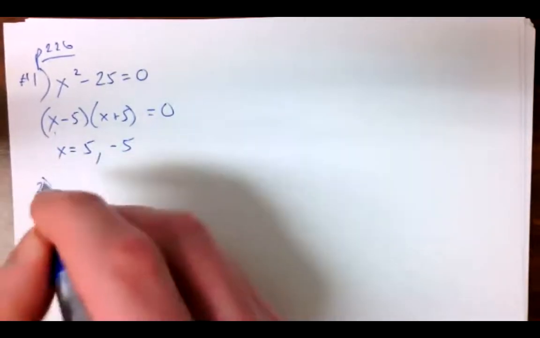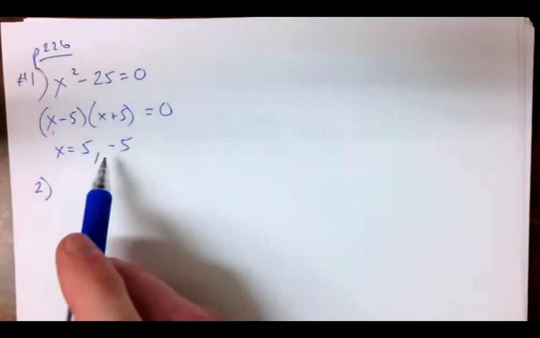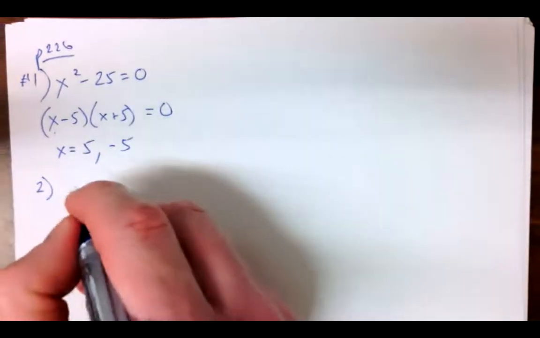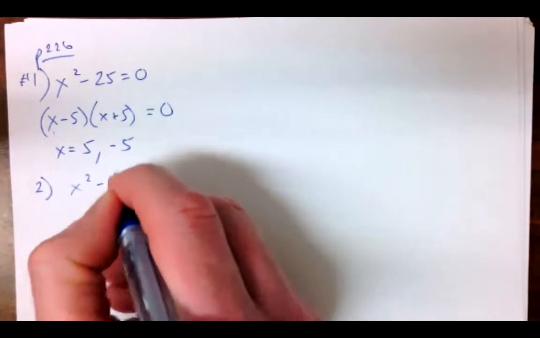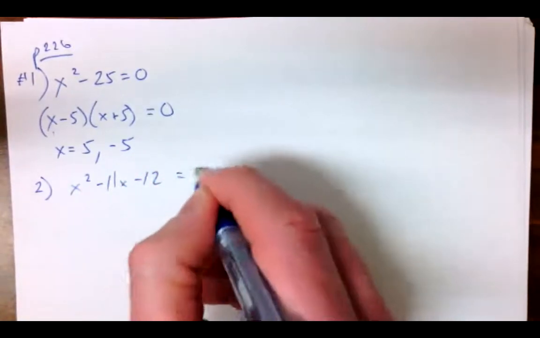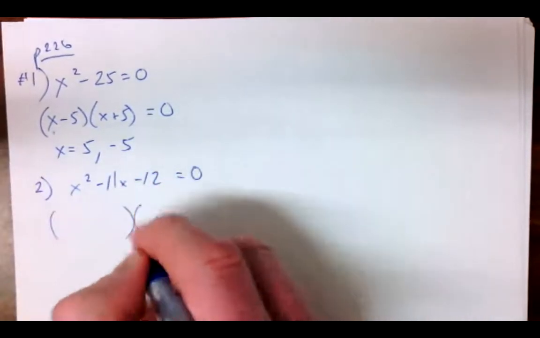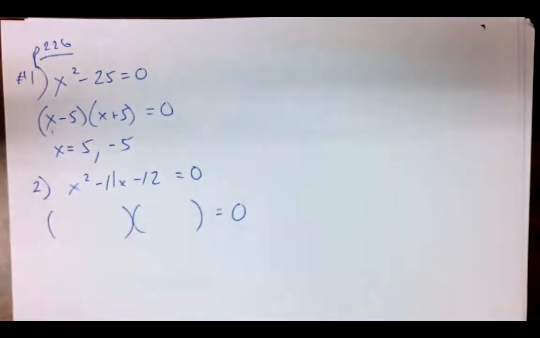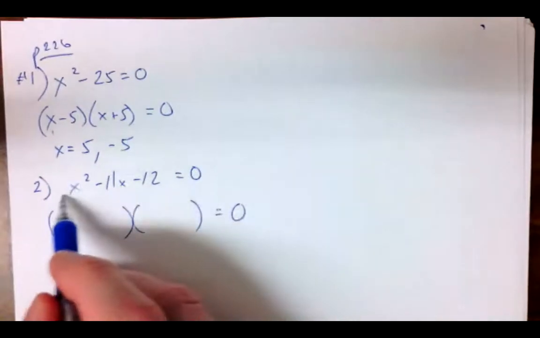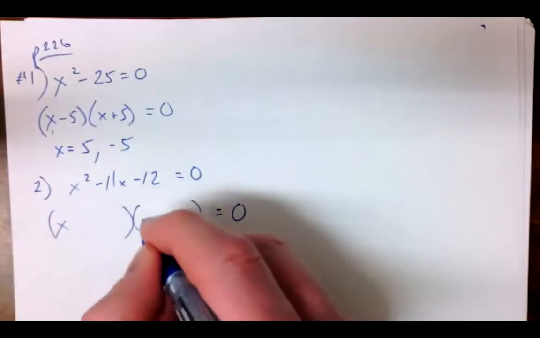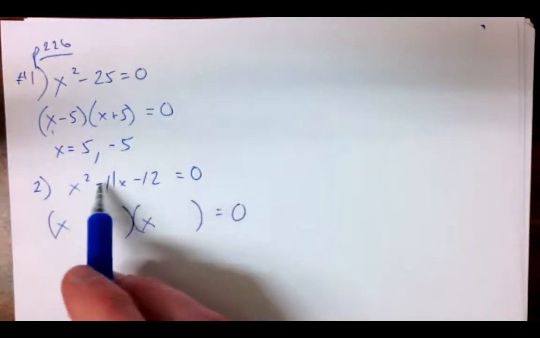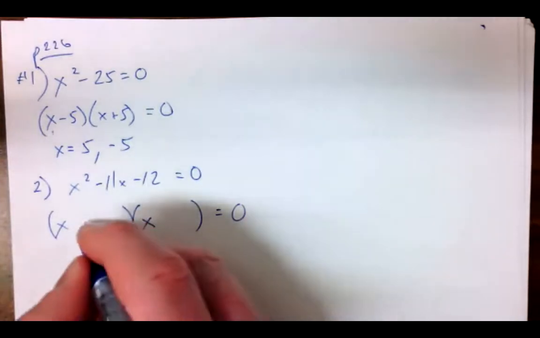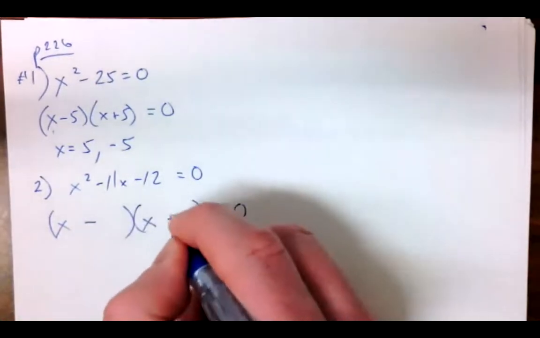Stop me if this is too fast. I imagine this is straightforward right now. Harder example, x squared minus 11x minus 12. Factor this however you want, whatever style works for you. For me, there's no number in front here, so I'm just going to put x's. I know one is negative, one is positive.